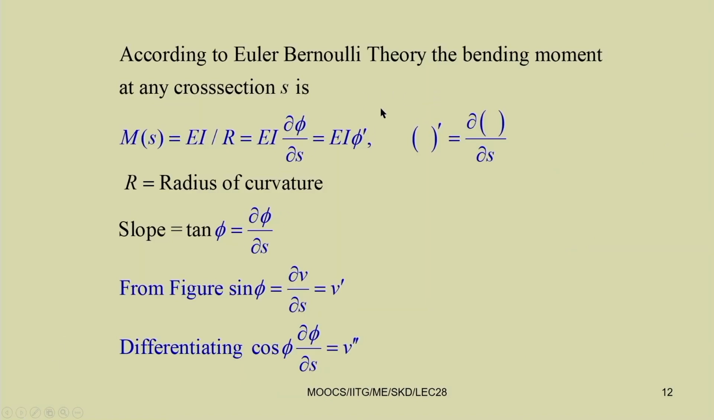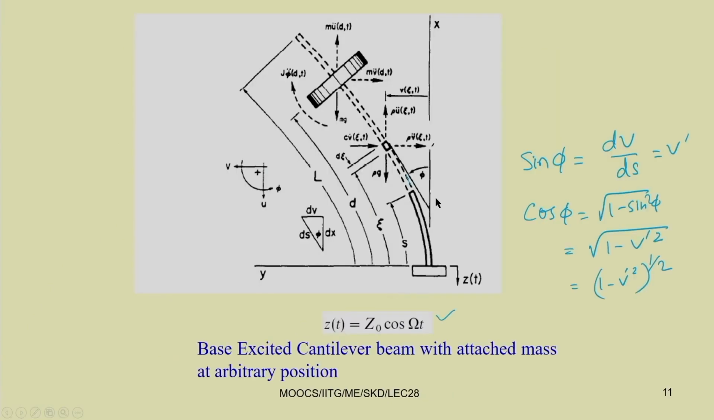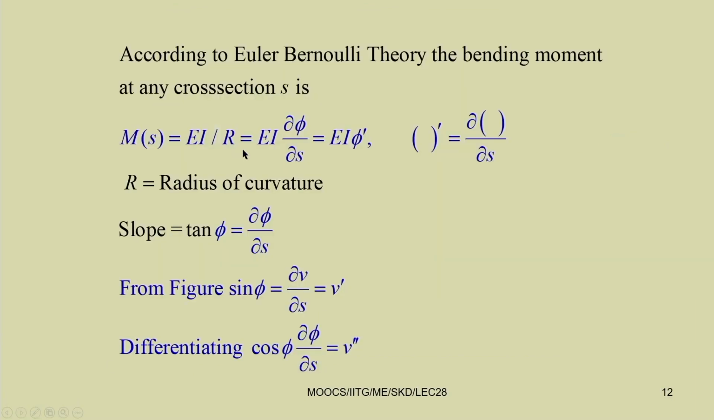Let me tell it again, so that we can extend a similar analysis to the other elastic, viscoelastic and magnetoelastic beams. Here Ms is the moment about S, needed to derive the equation of motion. So, taking the moment about this point S, we can write Ms equal to E I by r, which equals E I del phi by del S, equal to E I phi dash. R is the radius of curvature.